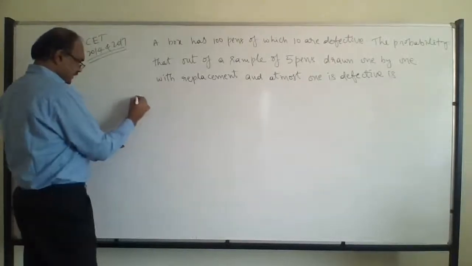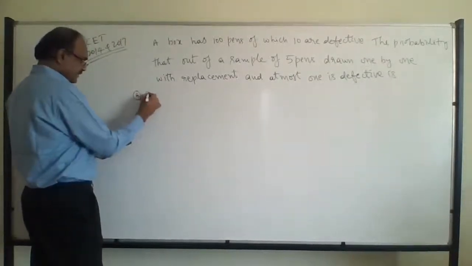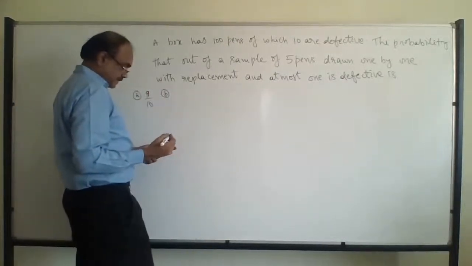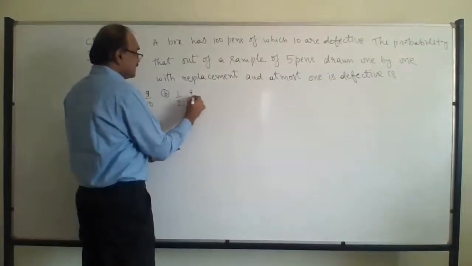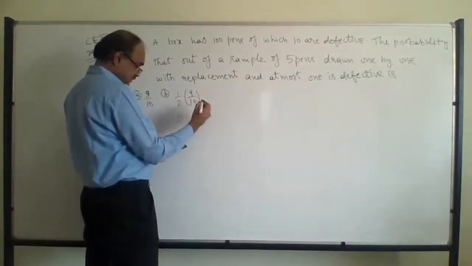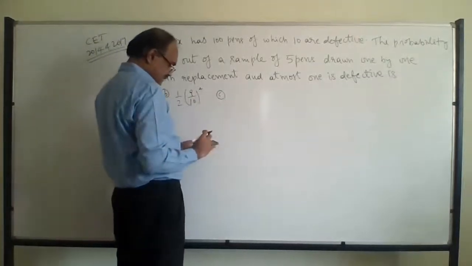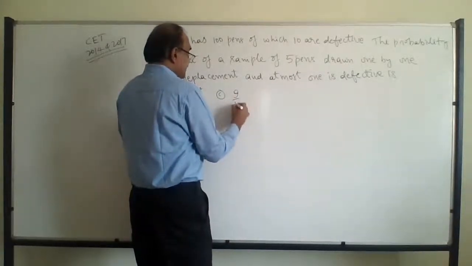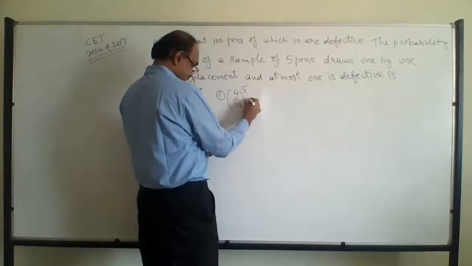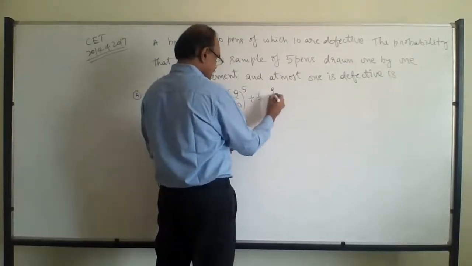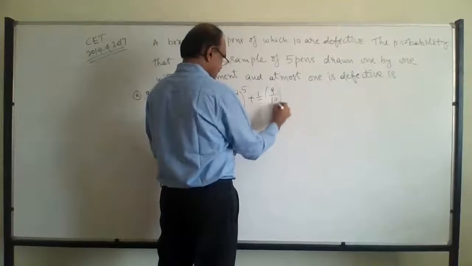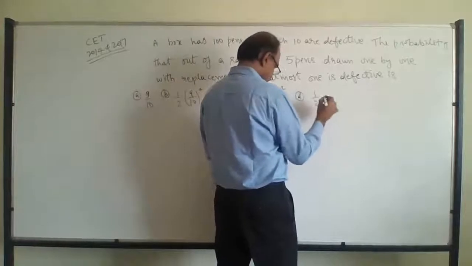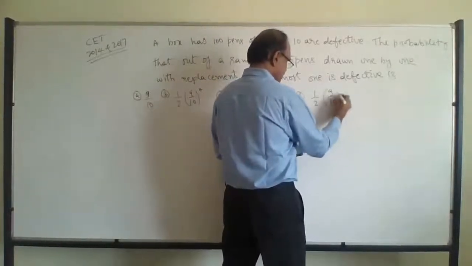Here the options are: A, 9 by 10. B, 1 by 2, 9 by 10 whole to the power 4. C, 9 by 10 whole to the power 5 plus 1 by 2, 9 by 10 whole to the power 4. D, 1 by 2, 9 by 10 whole to the power 5.